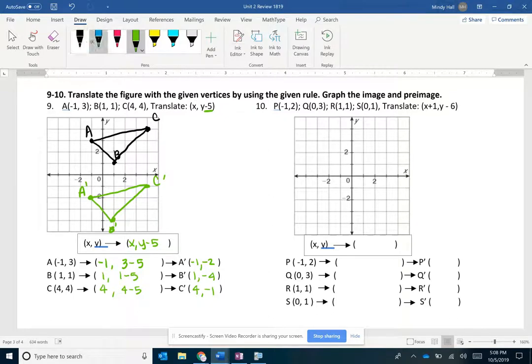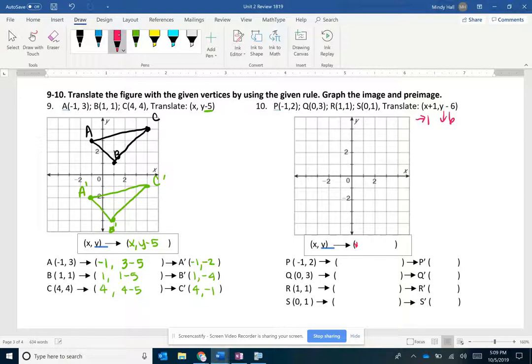So then for 10, we are going to translate x plus 1, y minus 6. So thinking about how that looks, the plus 1 tells us that we're going to go right 1, and the -6 tells us that we're going down 6. So that should hopefully be what it looks like when we are done.